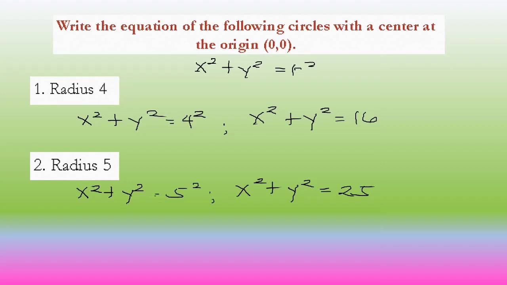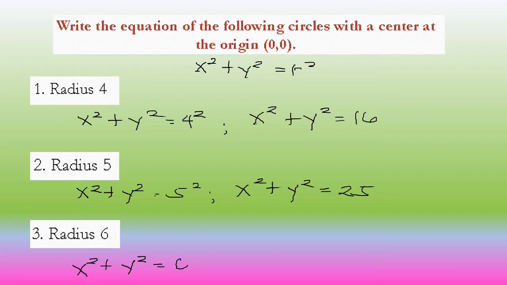And in our third example, given the radius is equal to 6, following the same equation, we have x raised to 2 plus y raised to 2 is equal to 6 raised to 2. We have come up with x raised to 2 plus y raised to 2 is equal to 36.